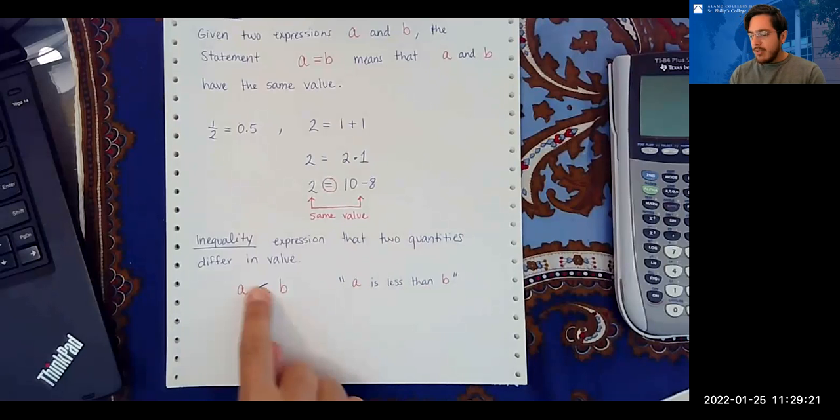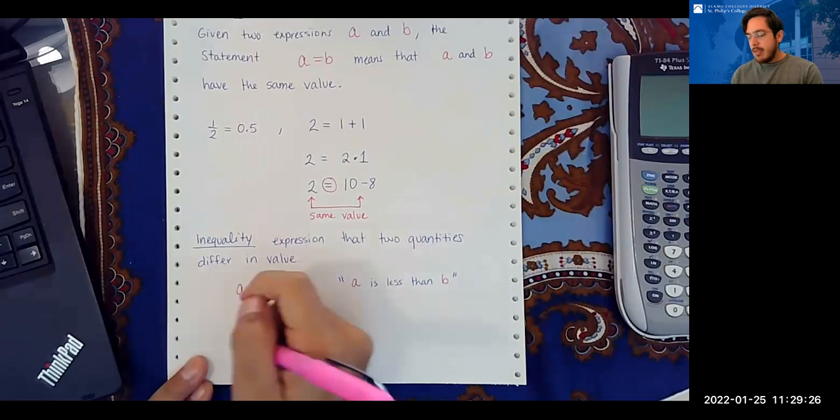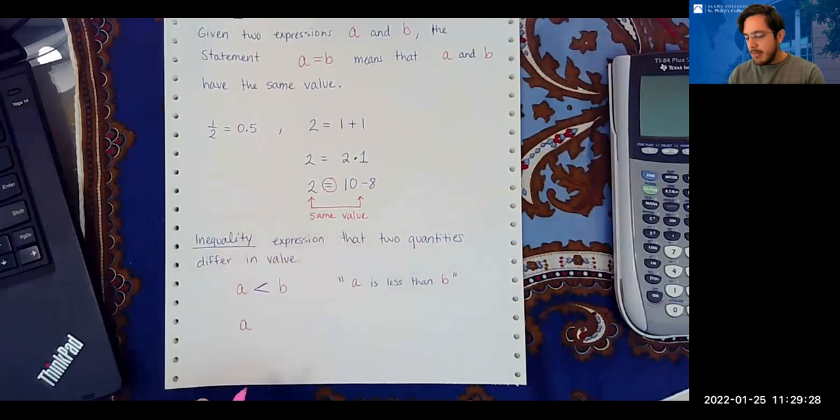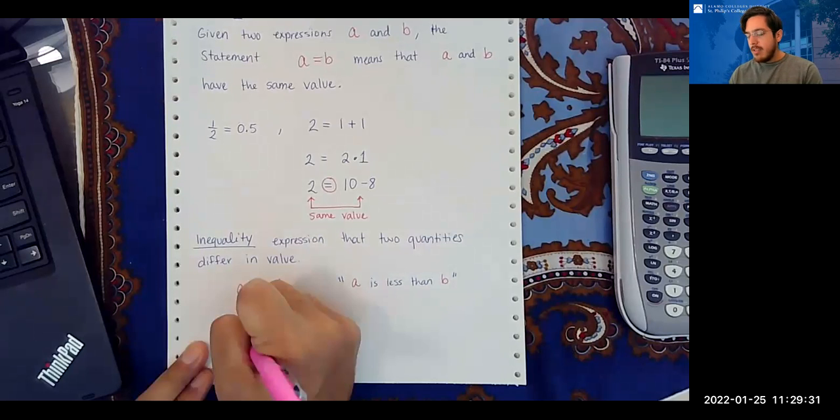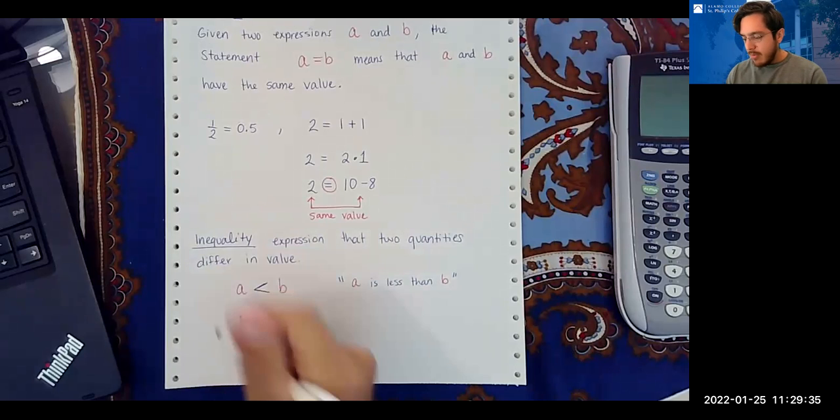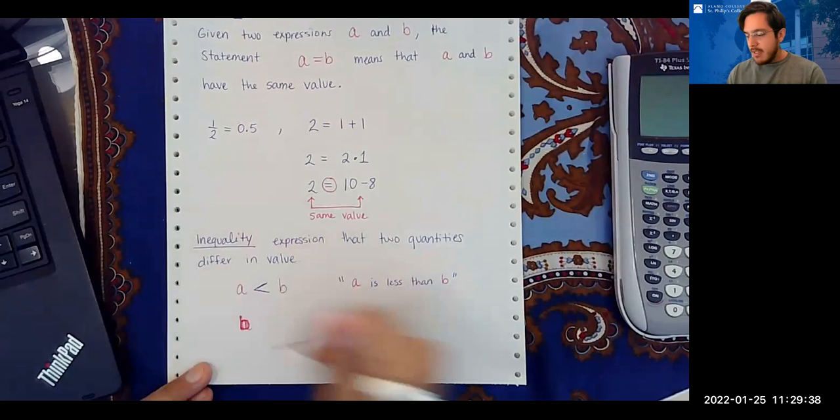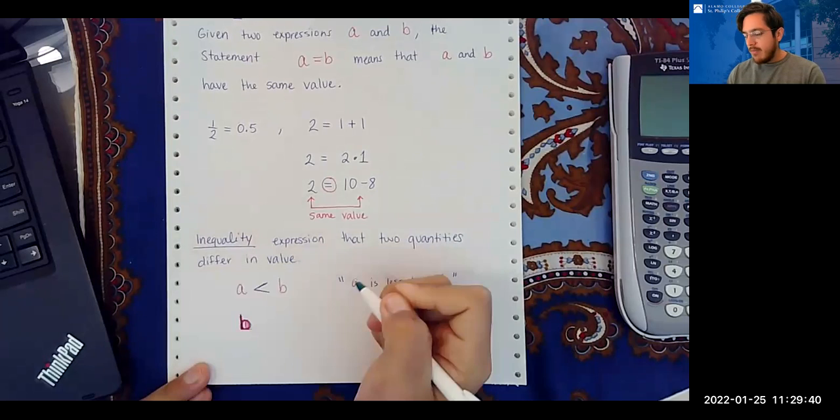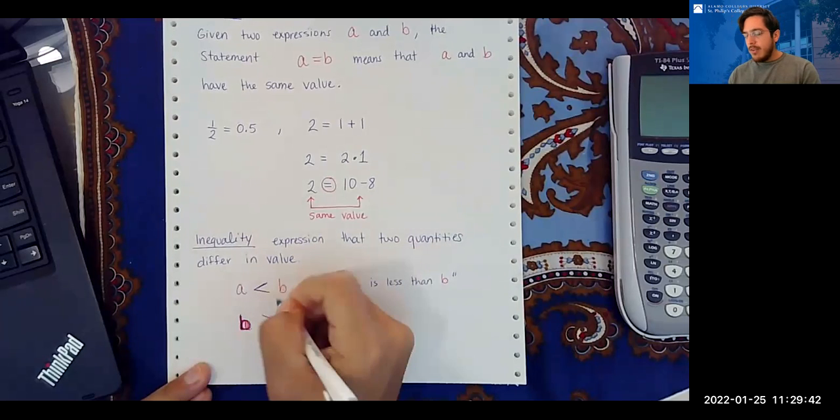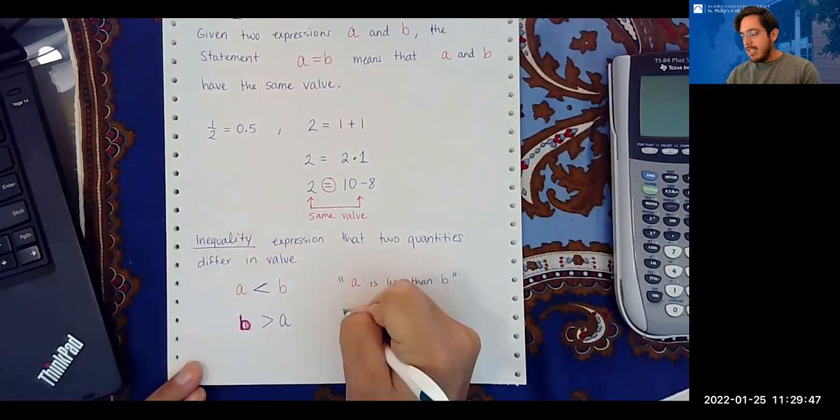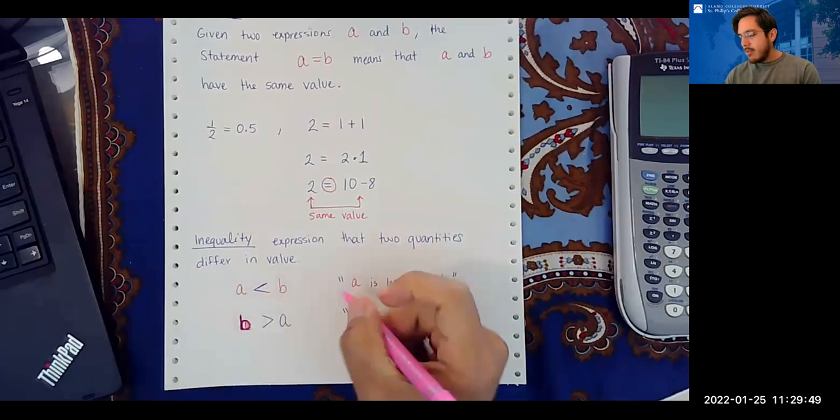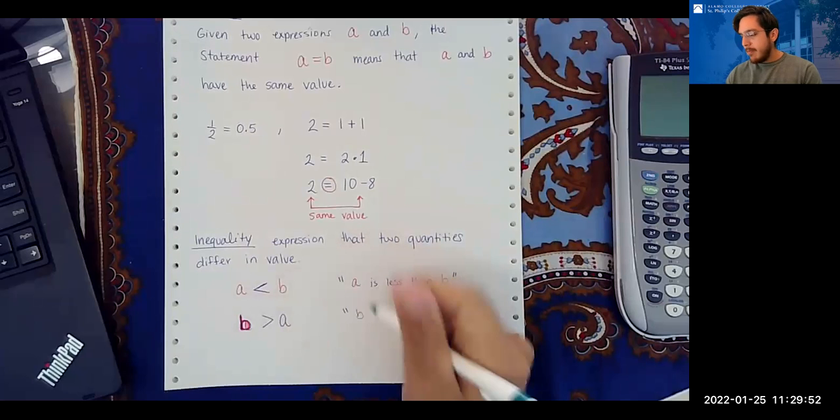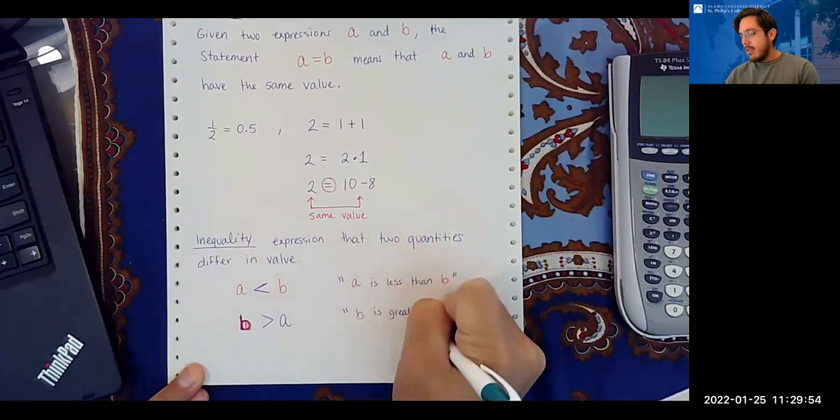Okay. We might also see an inequality statement like, let me go ahead and switch this so I don't confuse anybody. B, I feel like I've already confused us. Go with B is greater than A. So if this symbol is flipped around, then we read it differently. We'll say B is greater than A.